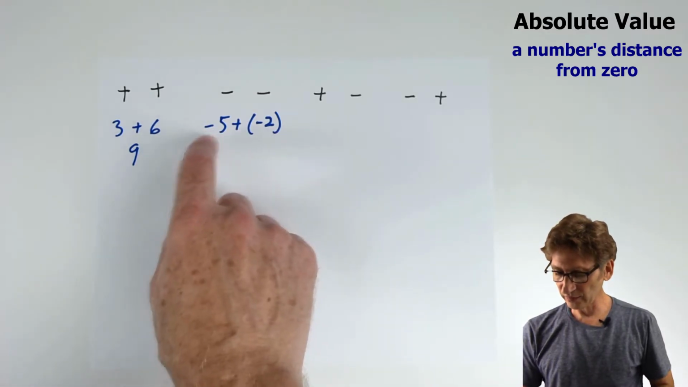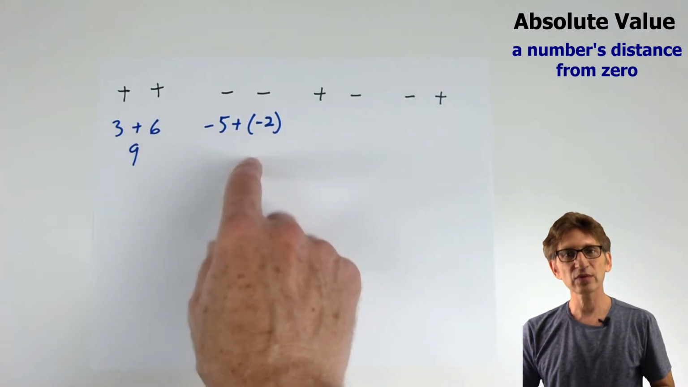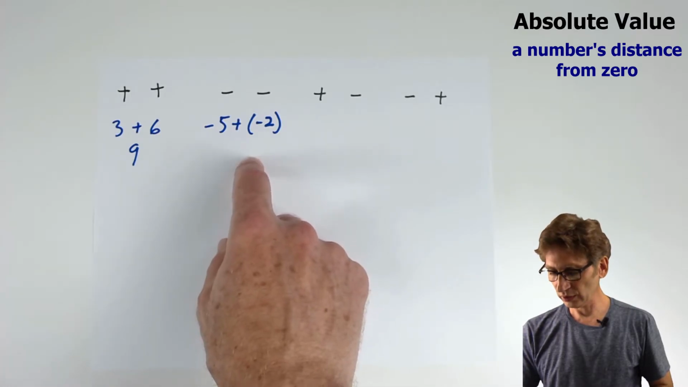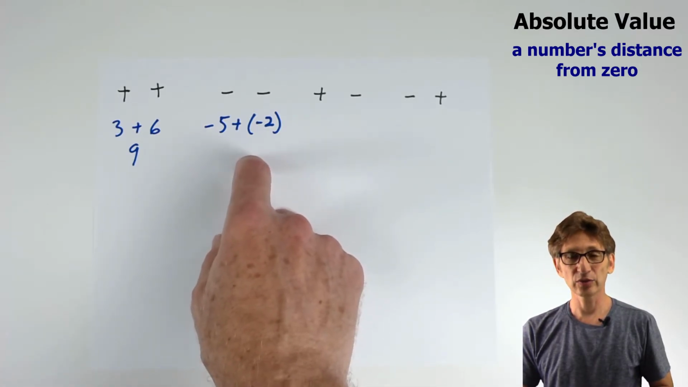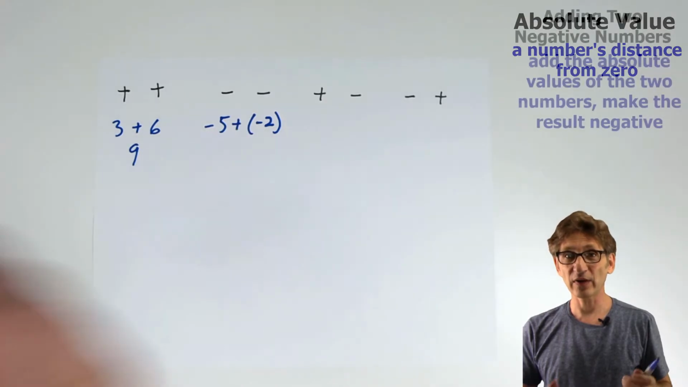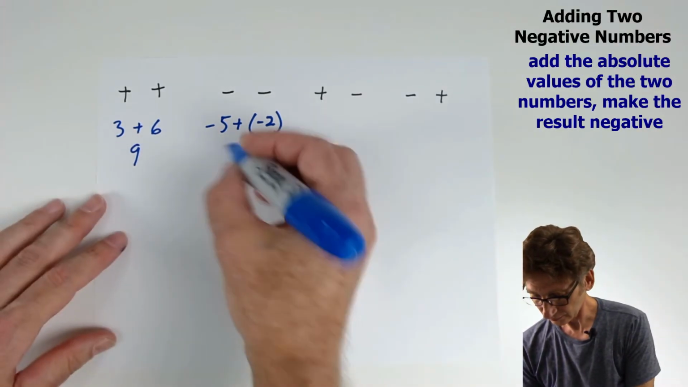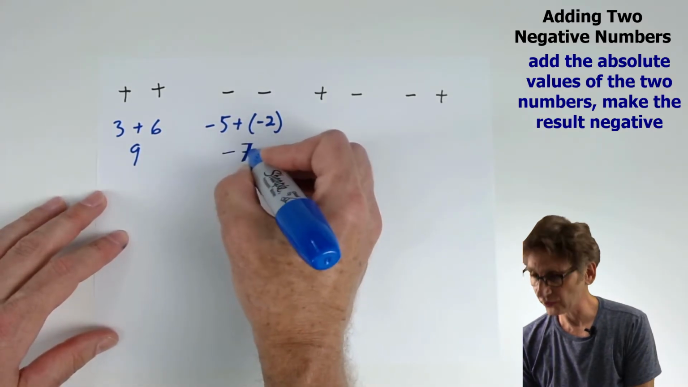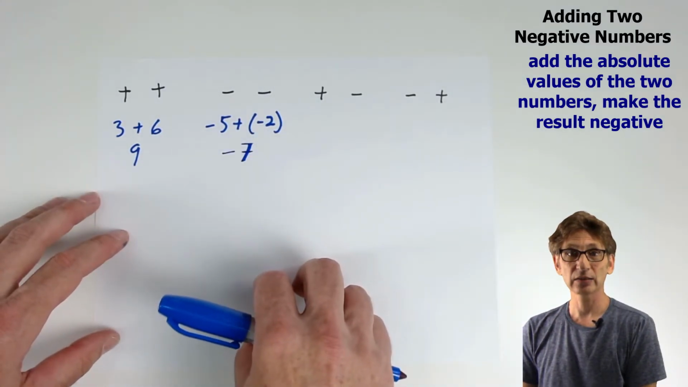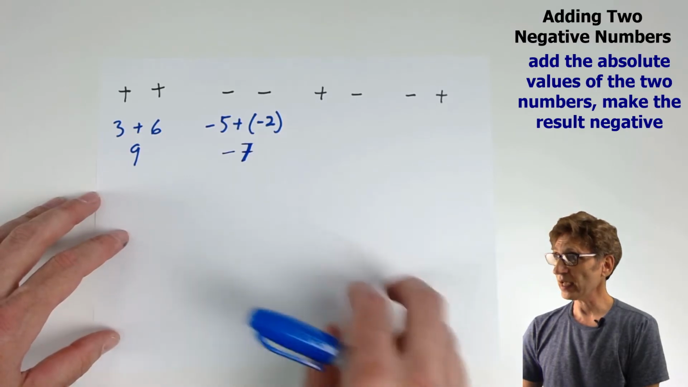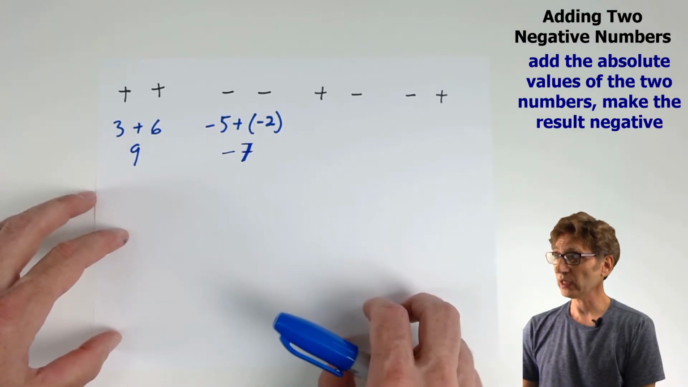So the absolute value of negative 5 is 5. The absolute value of negative 2 is 2. So 5 plus 2 is 7. And so I add 5 and 2, get 7. And then since both numbers were negative, my result is negative 7. Voila, done.